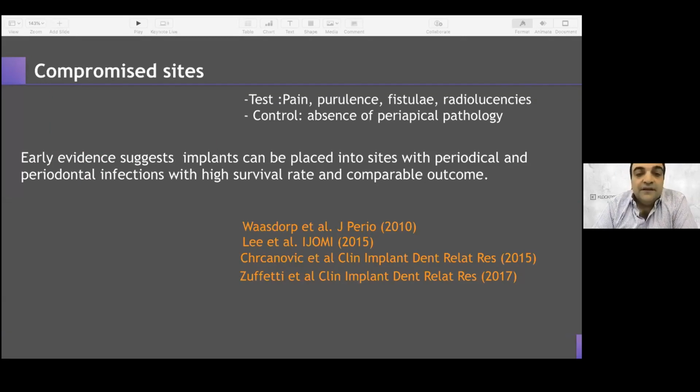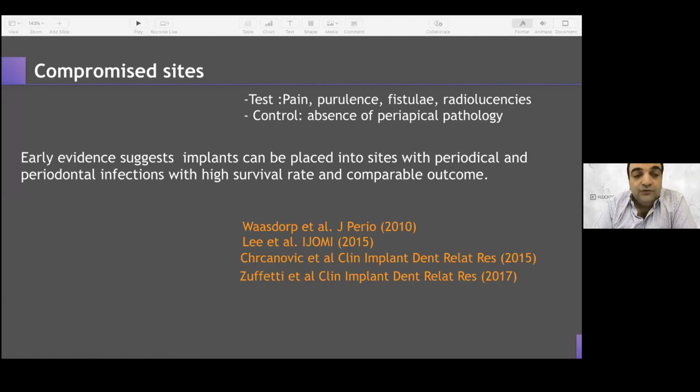Several studies comparing implants placed in sites with infection, purulence, fistula, and radiolucency with sites with absence of periapical pathology showed the same survival rates and comparable outcomes. So it's not a contraindication to place an implant in compromised sites.